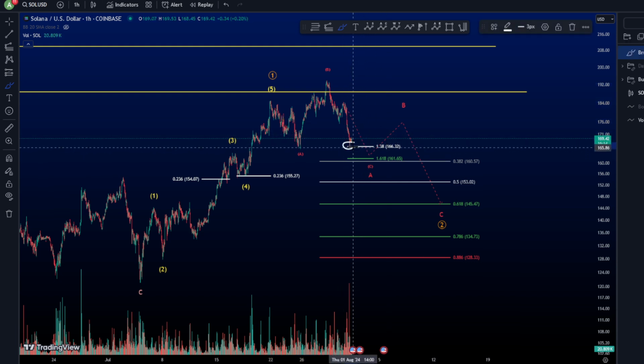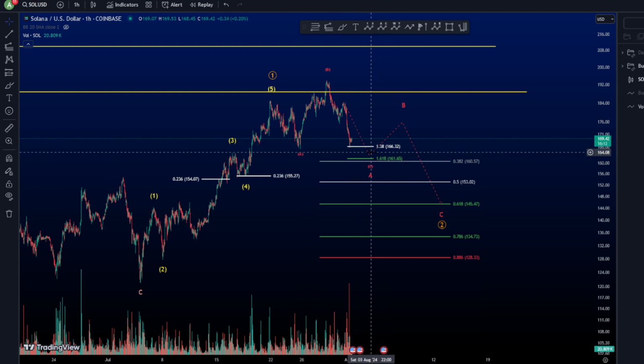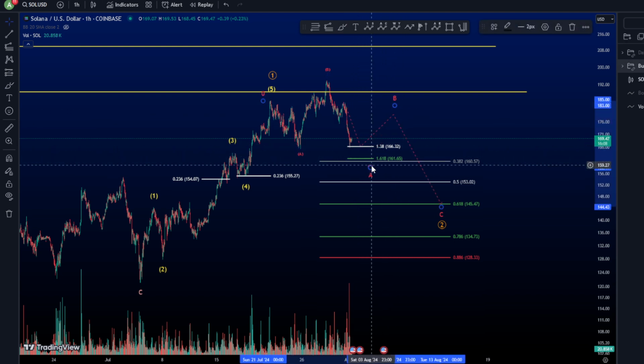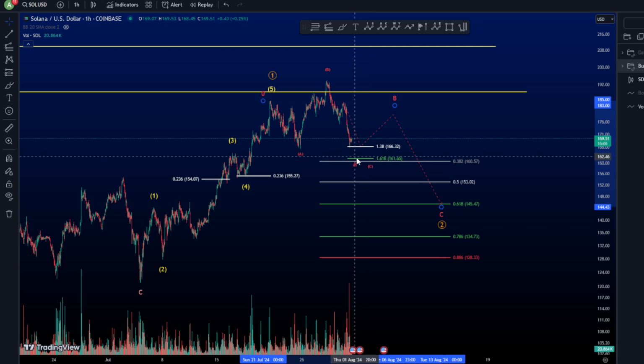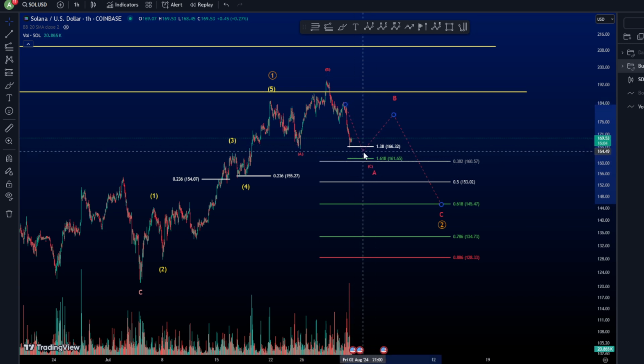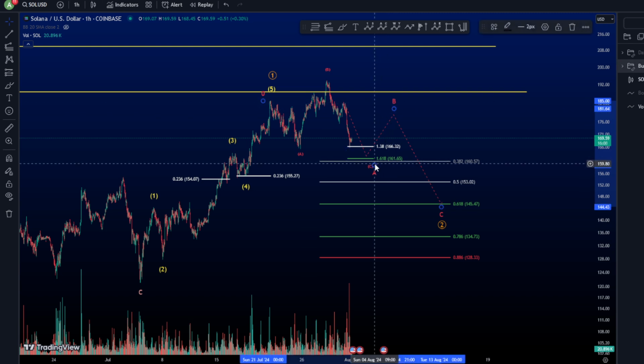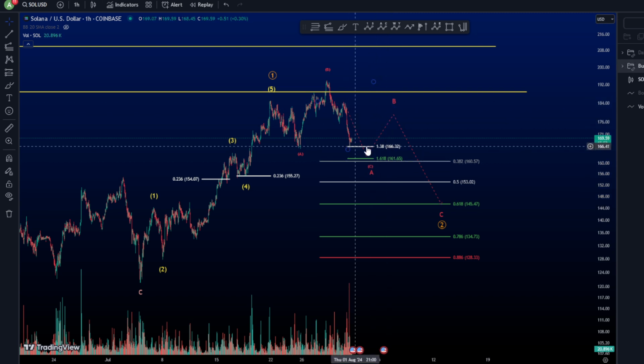Now, what does that mean? If we have bottomed the wave C here, simply we have shifted the path to the upside, right? If that happened. However, I'm still expecting, I'm not gonna shift it right now before I get confirmation. However, this is your TP1, right? And this is your TP2, okay?